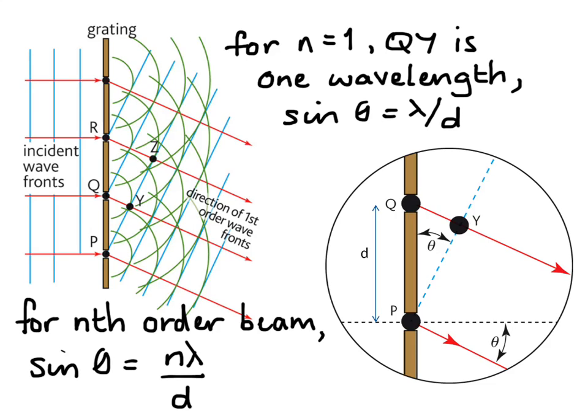For the nth order beam, that distance will be a multiple of a wavelength. So for the second order fringe, you'll fit in 2 wavelengths there. For the third order fringe, you'll fit in 3 wavelengths, and so on. So we get sine theta is n lambda over d, n being the order of the beam. So we've got this equation, n lambda equals d sine theta.